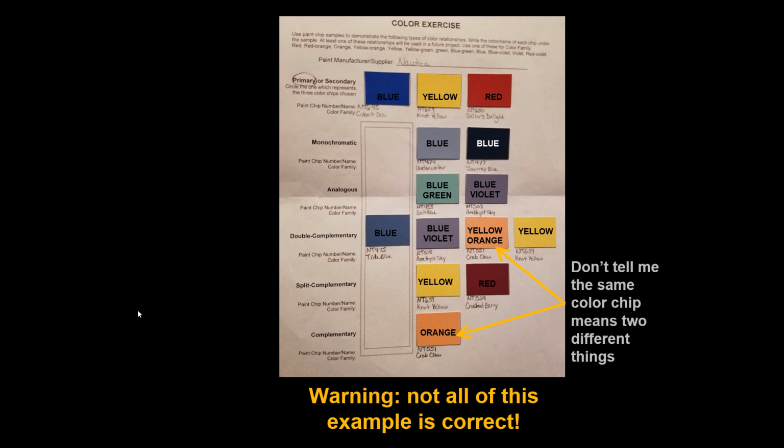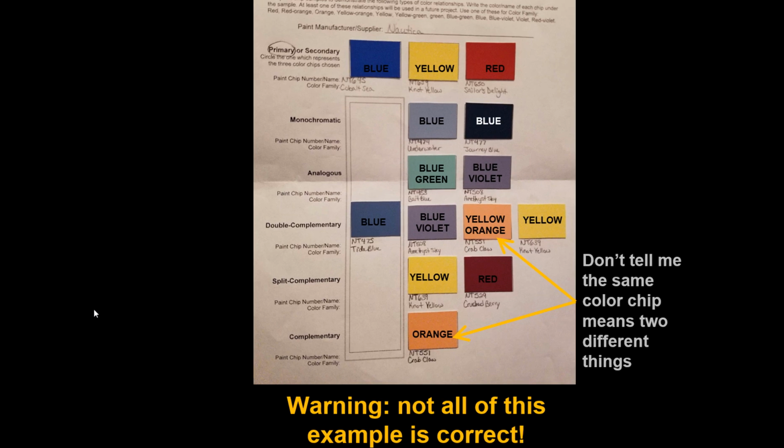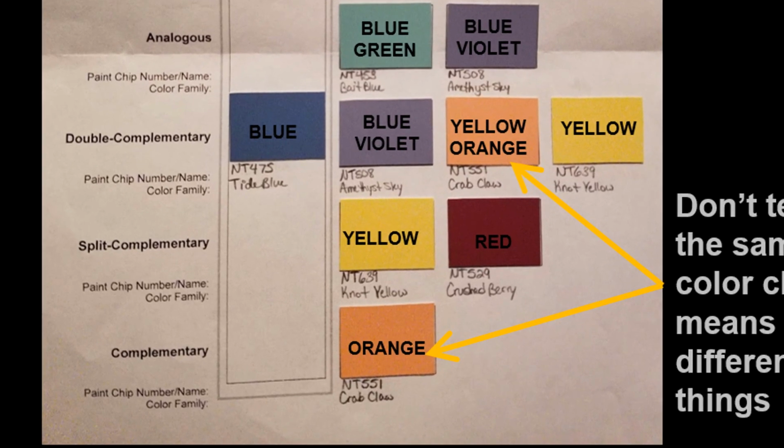Also, if you pick a color and you say a color is yellow-orange, don't tell me the same color is orange somewhere else. So in other words, this is blue-violet and this is blue-violet, and they're the same color, amethyst sky. Yes, that's great. But this one, the student says was yellow-orange. And then the student says this is orange.